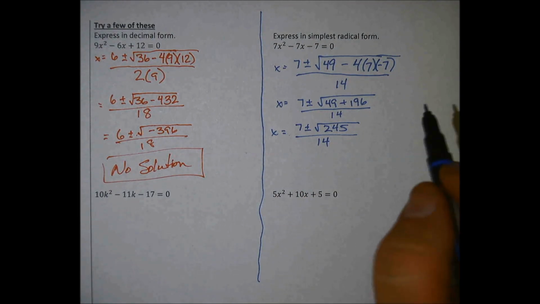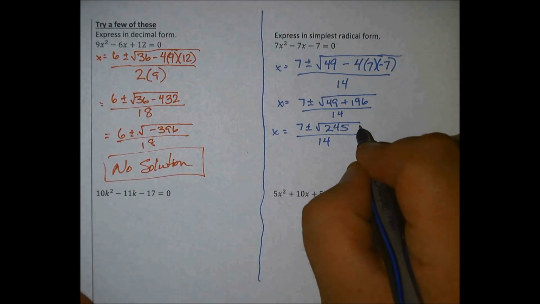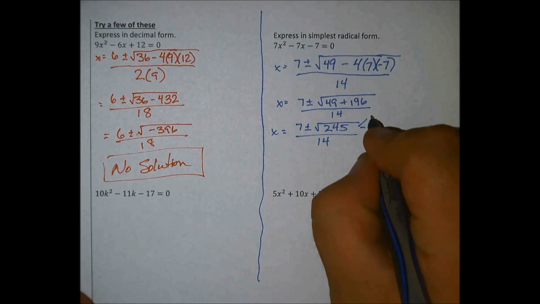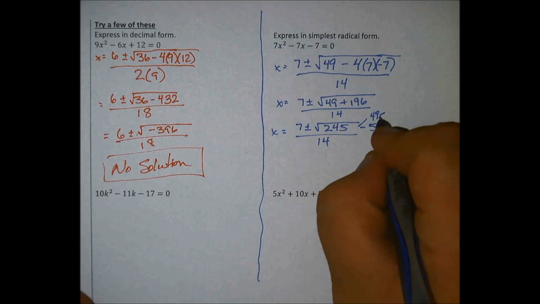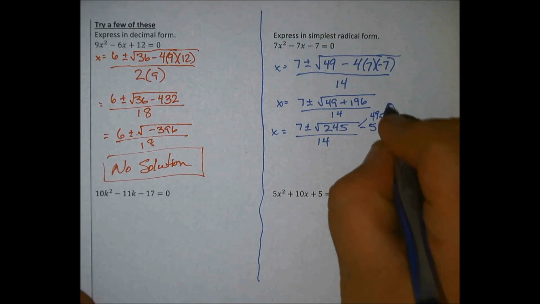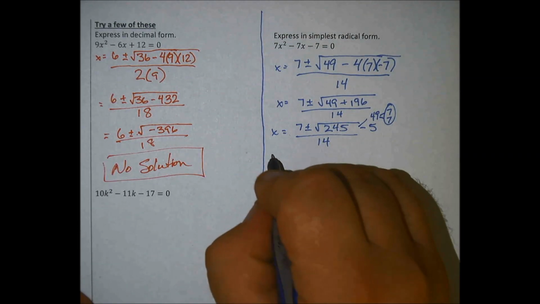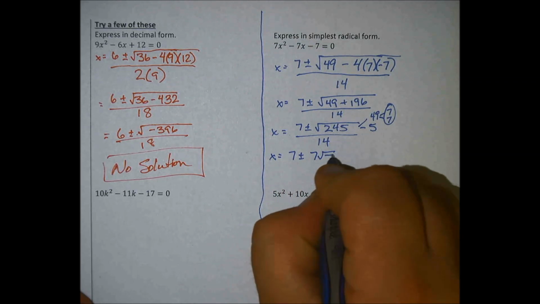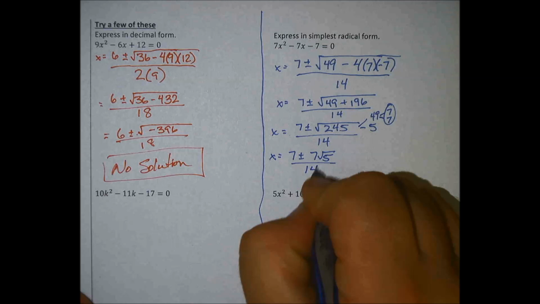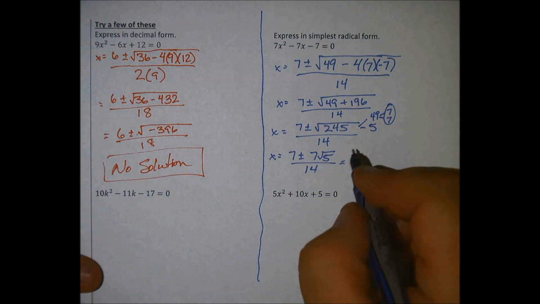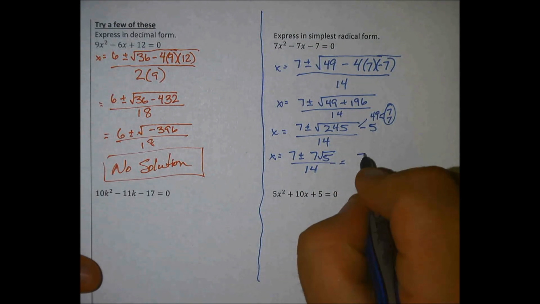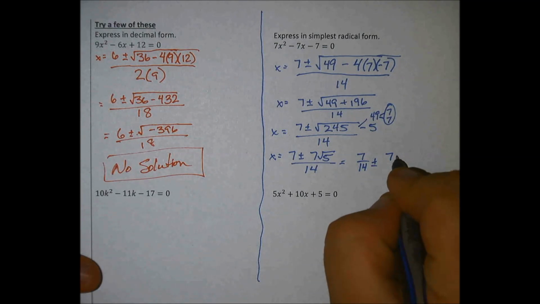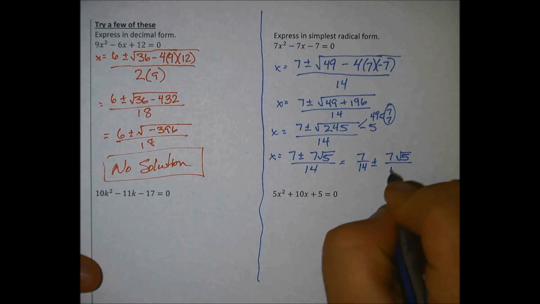Okay, now here we have a little bit of work to do. We have to split up 245. Well, that turns into 5 and 49. 49 is 7 and 7, so 7 has an exit, buddy. So we have x equals 7 plus or minus 7 root 5 over 14. So remember, the way I write it is 7 over 14 plus or minus 7 root 5 over 14.